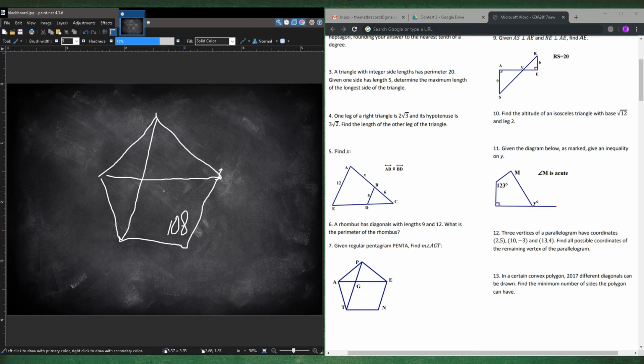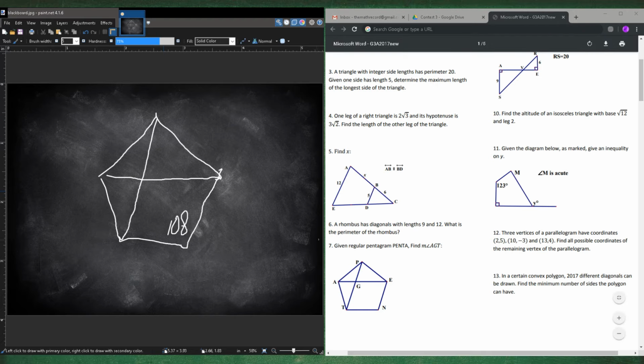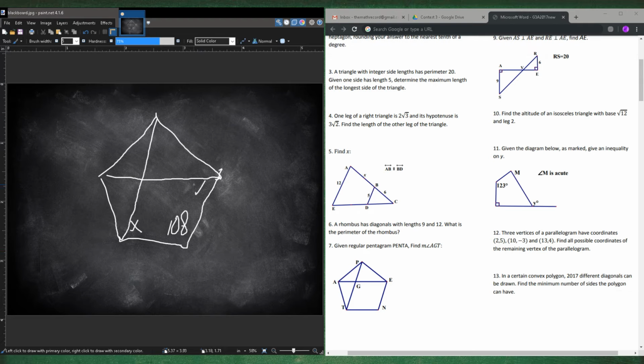Okay, since this is a regular pentagon, angle T and angle E are the same. So right here and right here is the same. And angle G, we don't know what this is, but since it's a quadrilateral, it has to add up to 360. So this one has to be something plus x plus 108 equal to 360. So we could have 360 minus 108.